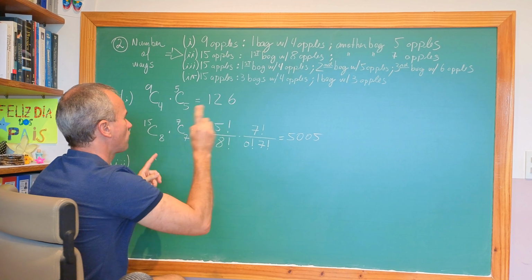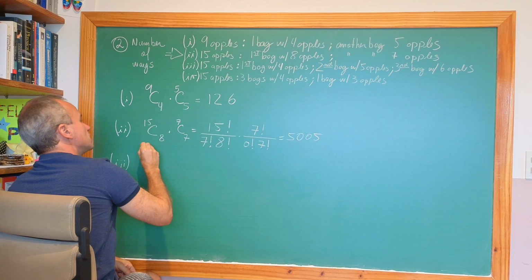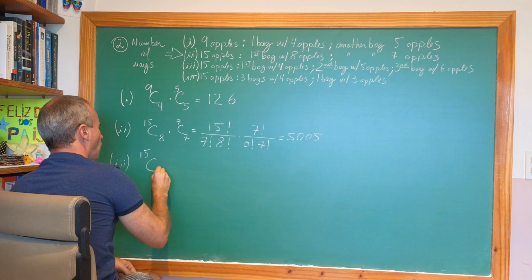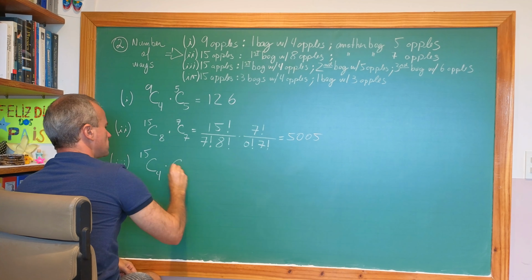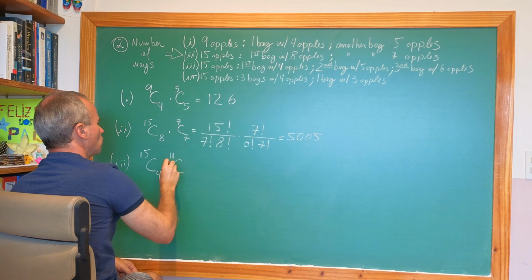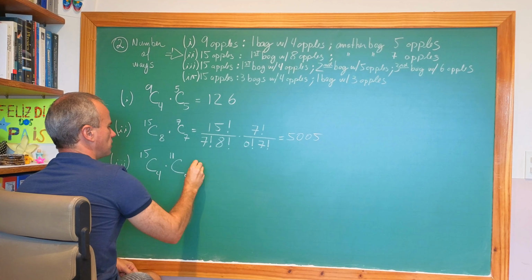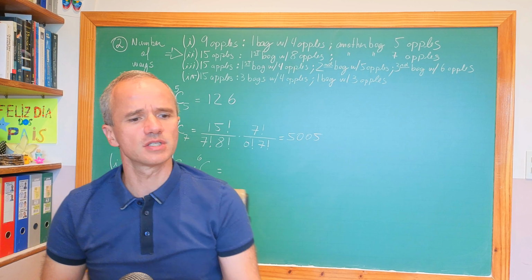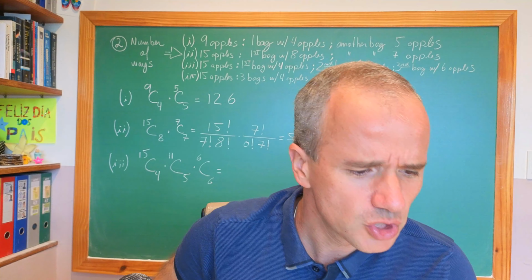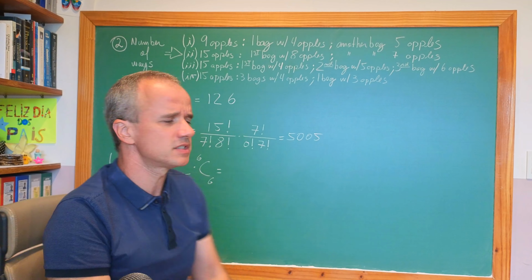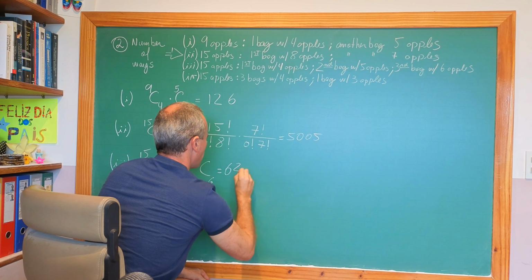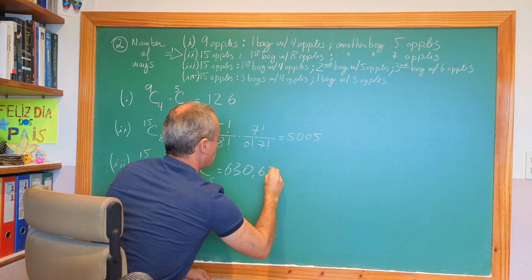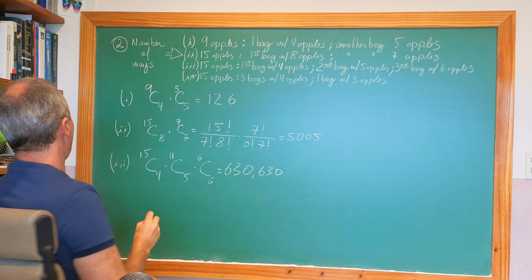So, 4, 5, 6. So, I start with 15 apples. The first has 4. Once I chose the 4, 11 to go, right? Now it's 5. Now 6 to go. And this, if you do everything, you should have 630, 630. Okay? Good. Apples. And now, the last one.